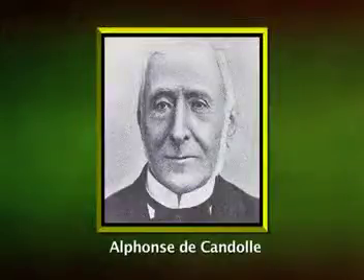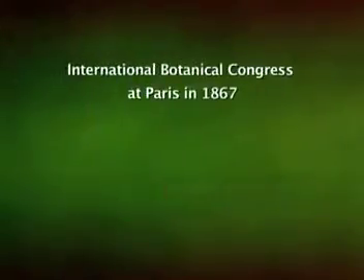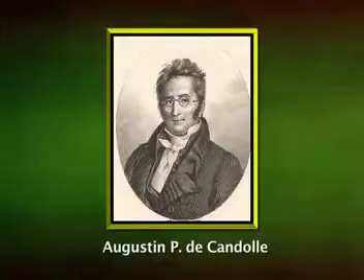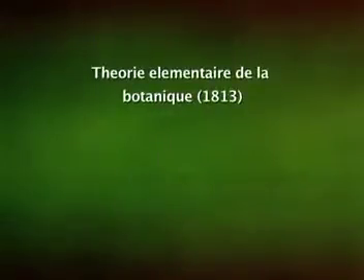The first proper set of rules of nomenclature of plants was drafted by Alphonse de Candolle and passed by the International Botanical Congress at Paris in 1867. The code is known as the Paris Code. The rules which now govern the naming and the names of plants, however, had their beginnings in the views of Augustin P. de Candolle as he expressed them in his Théorie élémentaire de la botanique, 1813.